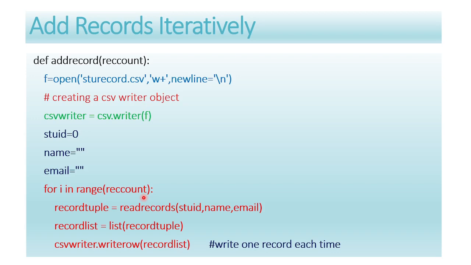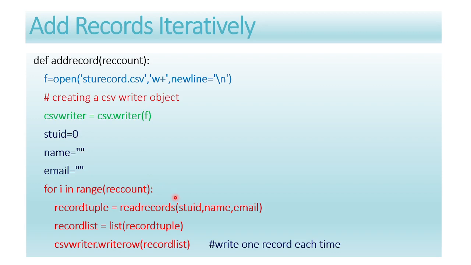Then you define add_record with the rec_count variable. This represents the number of records you want to enter into the system. First open the CSV file in write mode and assign it to a file handler f. Then create a CSV writer object using the csv.writer method and use the open file f as its argument. Assign it to an object variable csv_writer. Then create three variables and initialize them with 0 and null.